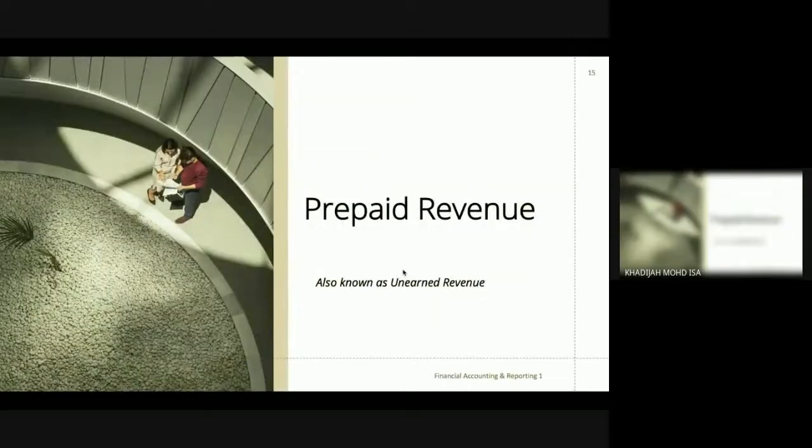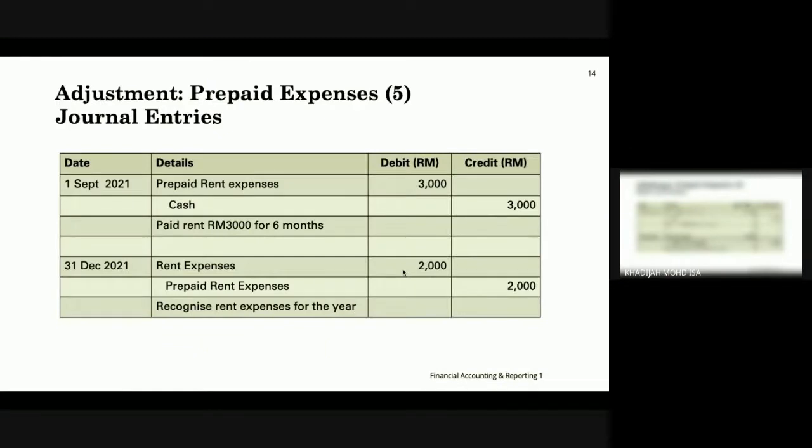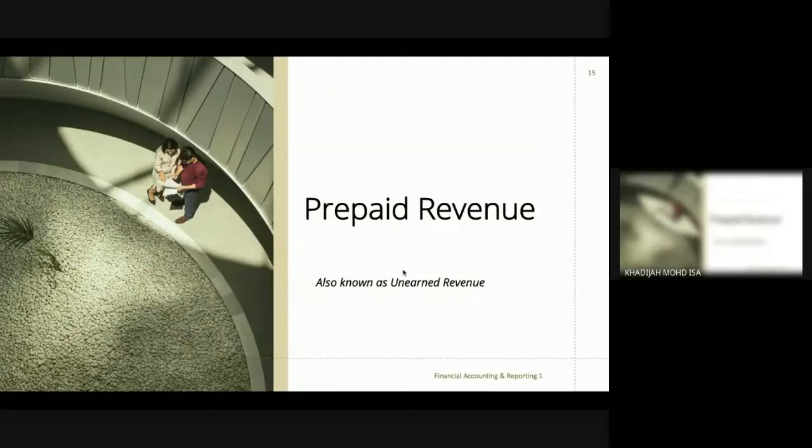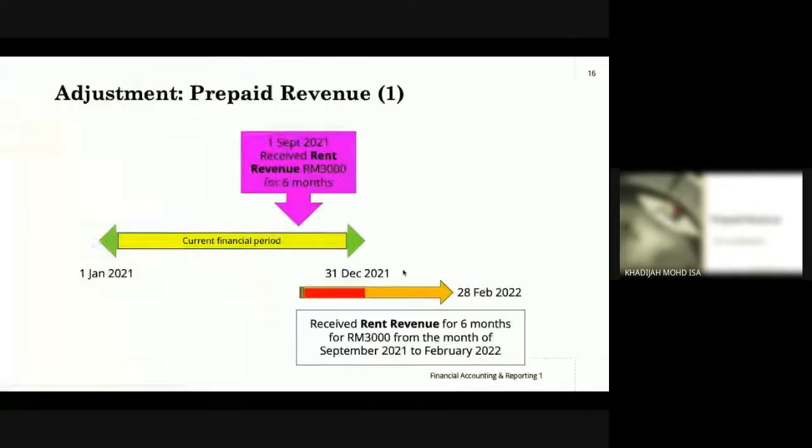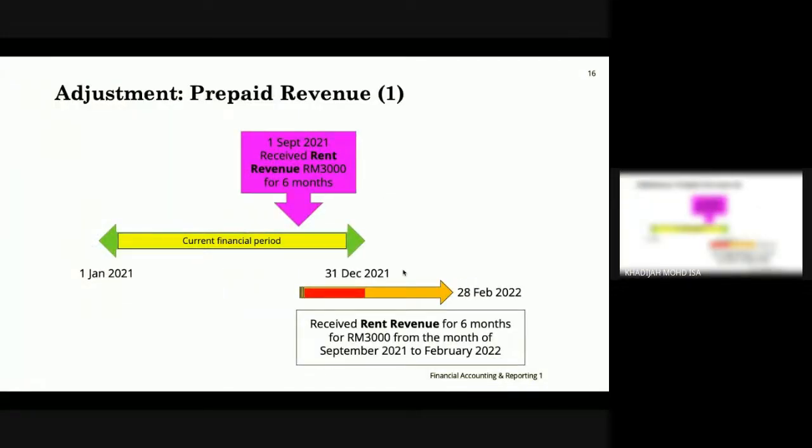Okay, all right. So that is a prepaid expenses. What happens is that for prepaid expense, you pay your expenses now for the following periods, right? So you have to recognize that. For the prepaid revenue, it's also known as unearned revenue. Okay, so what happens is that you receive rent revenue of 3,000 for 6 months.